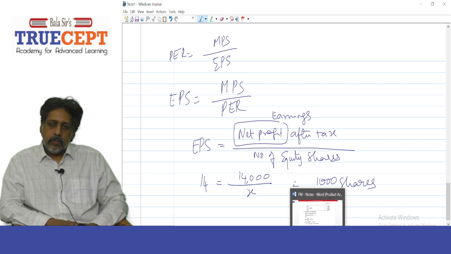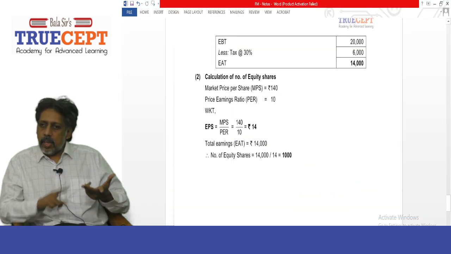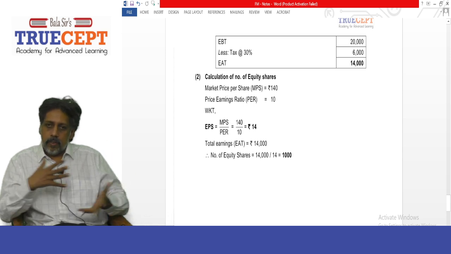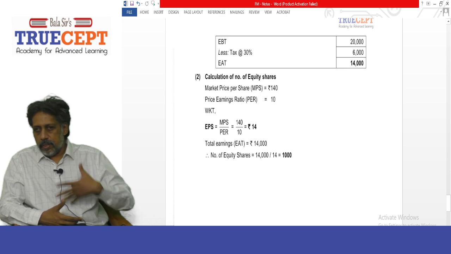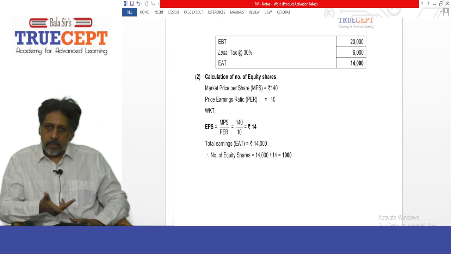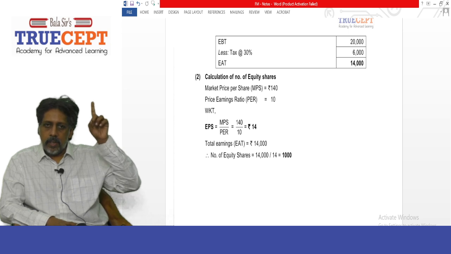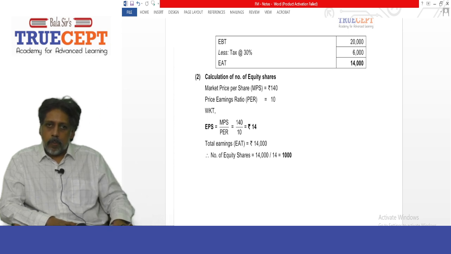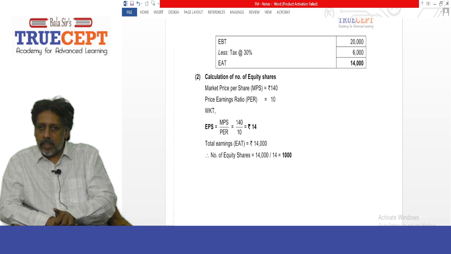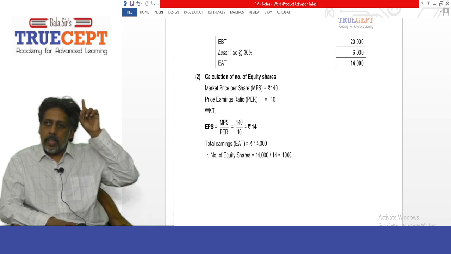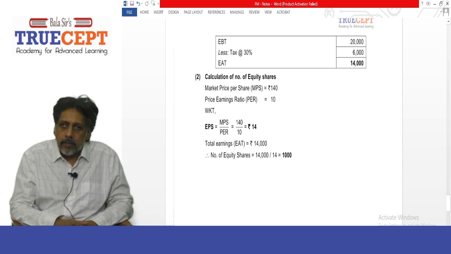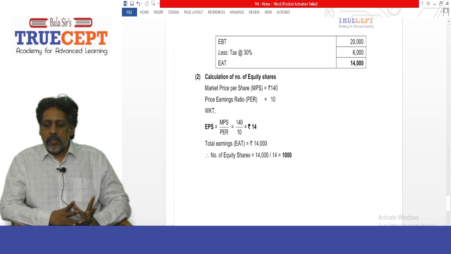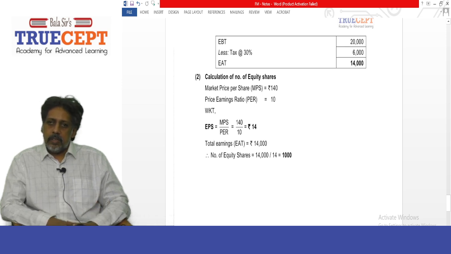Understood? Okay, guys. You can say this sum is a combination of leverage analysis and a bit of ratio analysis, where you have been asked to find, using the PE ratio, the earnings per share, and using the formula for EPS, find the number of equity shares. Is that clear? So we are done with the solution.